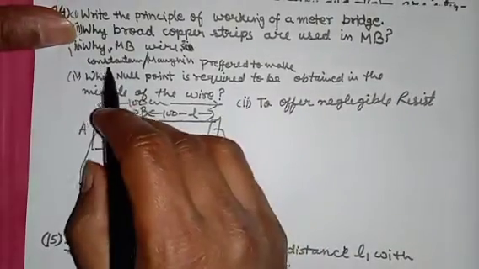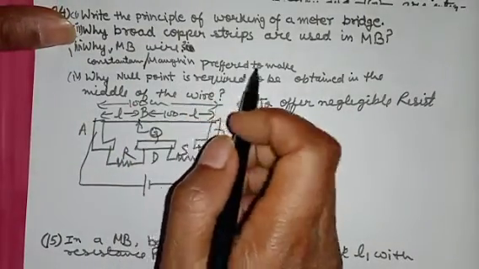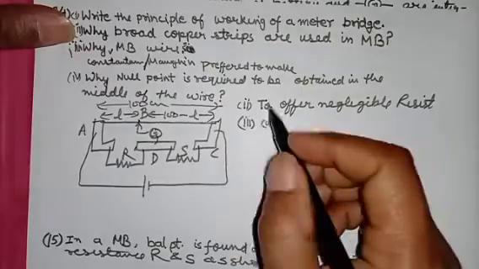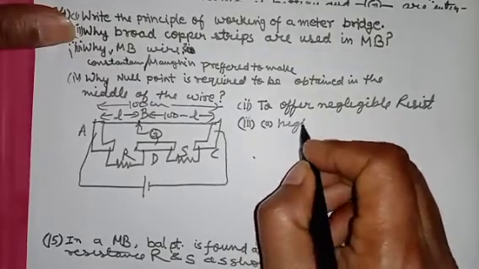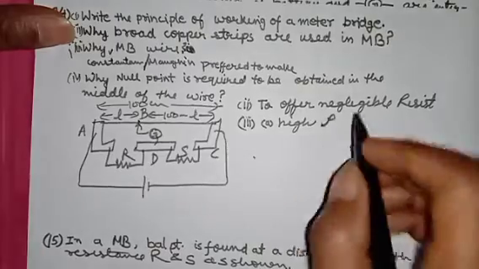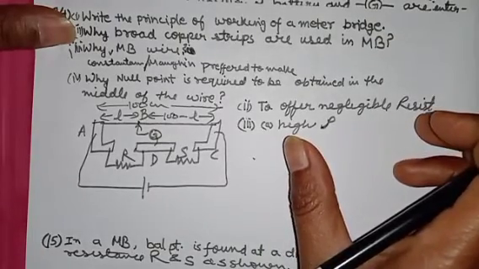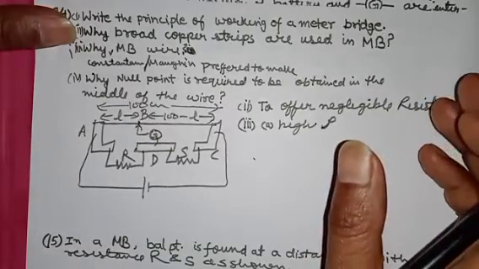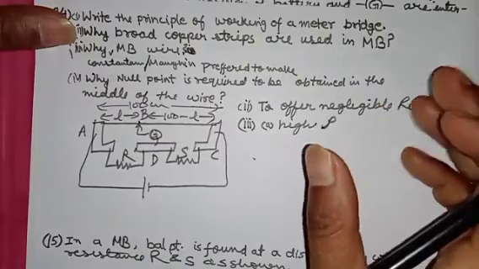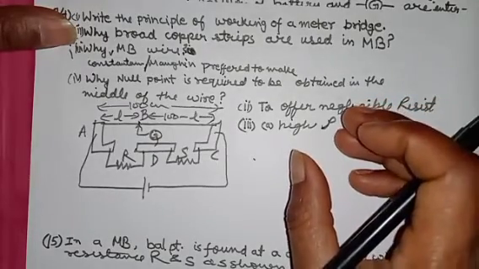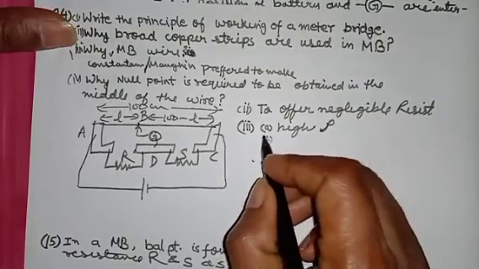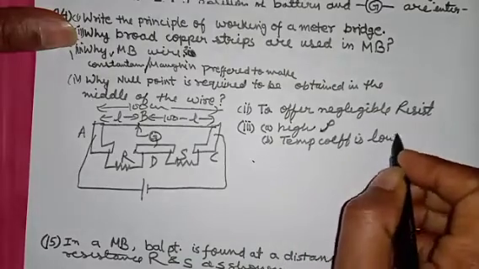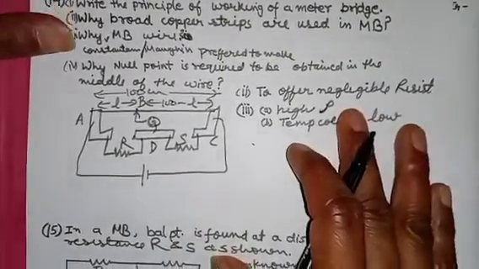Second, why are Constantan or Manganin preferred to make the meter bridge wire? So third point. There are several reasons. First reason is high resistivity. It has higher resistivity, so a not too long wire is required for the purpose. If we take a very good conductor, then we have to take a very long wire to encounter that effect. So it has higher resistivity, and its temperature coefficient is low, so it is immune to temperature changes.